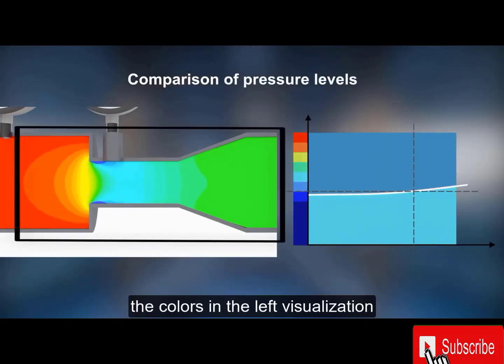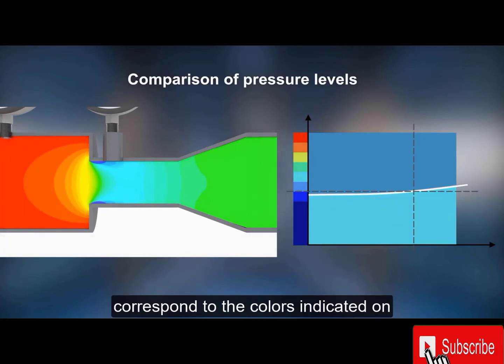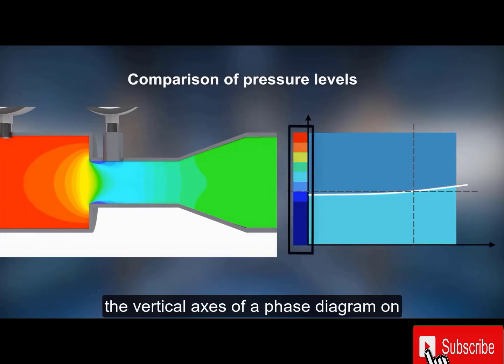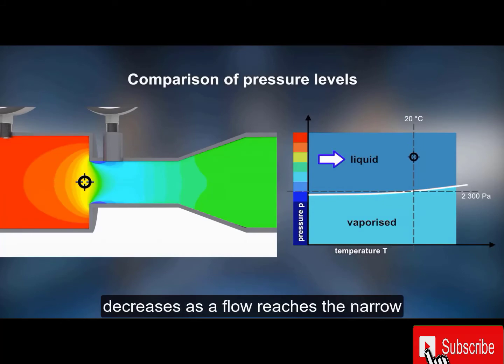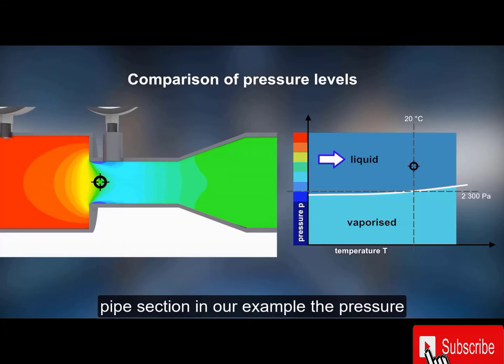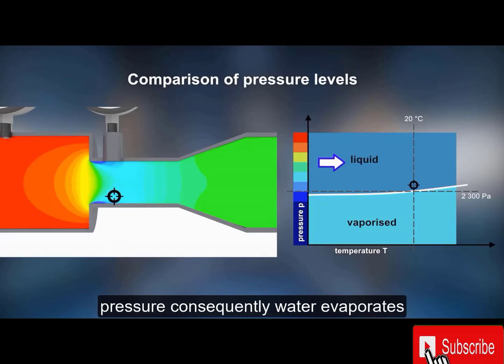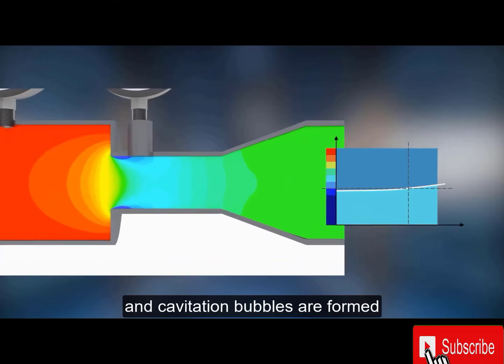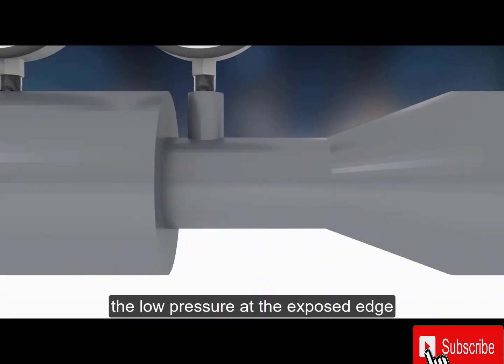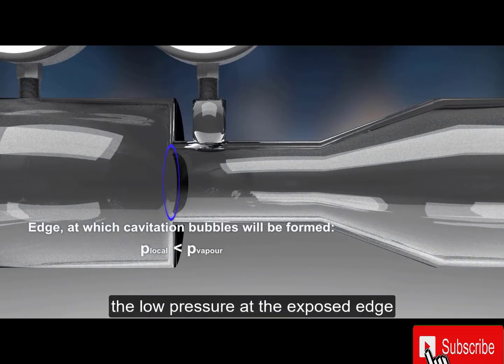The colors in the left visualization correspond to the colors indicated on the vertical axis of the phase diagram on the right. Upstream of a restriction, the static pressure is well above the vapor pressure. The static pressure in the flow decreases as the flow reaches the narrow pipe section. In our example, the pressure at the exposed edge is below the vapor pressure. Consequently, water evaporates and cavitation bubbles are formed. The low pressure at the exposed edge causes cavitation bubbles to form.